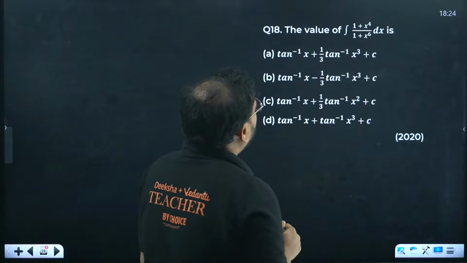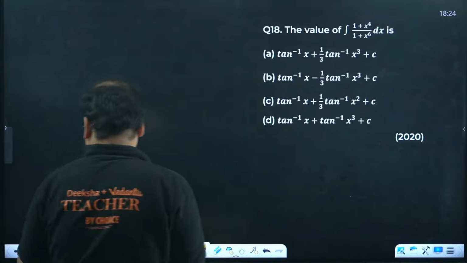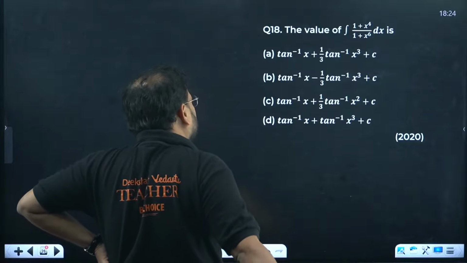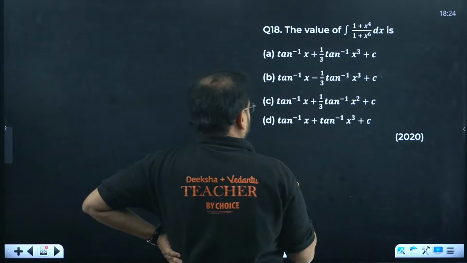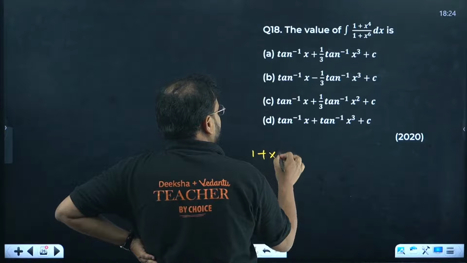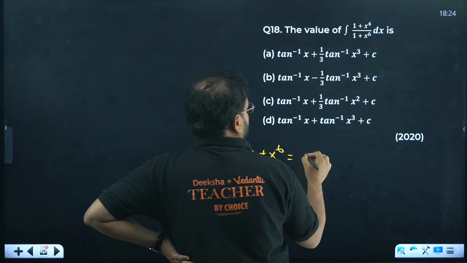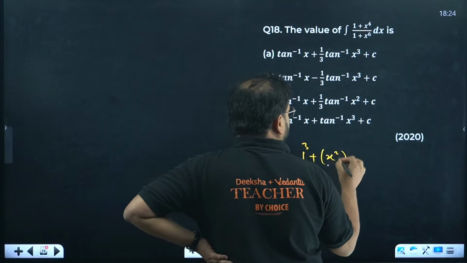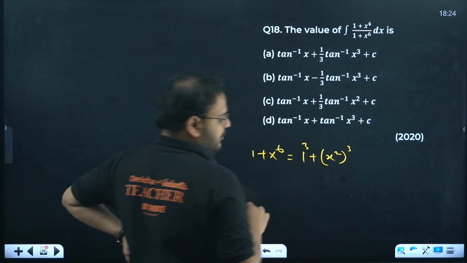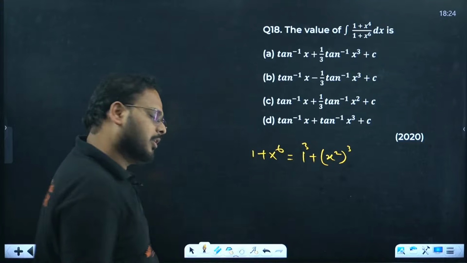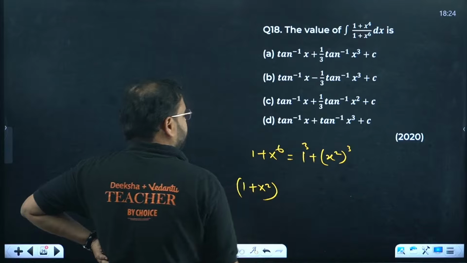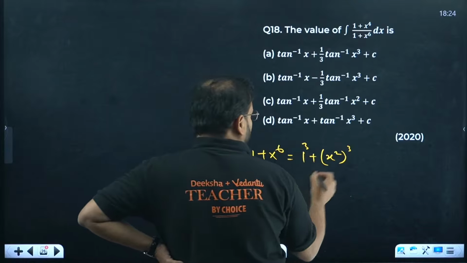What do we have? Value of 1 plus x power 4. This is a very unique question, one of my favorite. It says 1 plus x power 4 is there, but before I start on 1 plus x power 4, just look at the denominator, 1 plus x power 6. What is this? 1 cube plus x square whole cube. Do we have a formula for a cube plus b cube? We do, sir. We have 1 plus x square, and over here we have what?